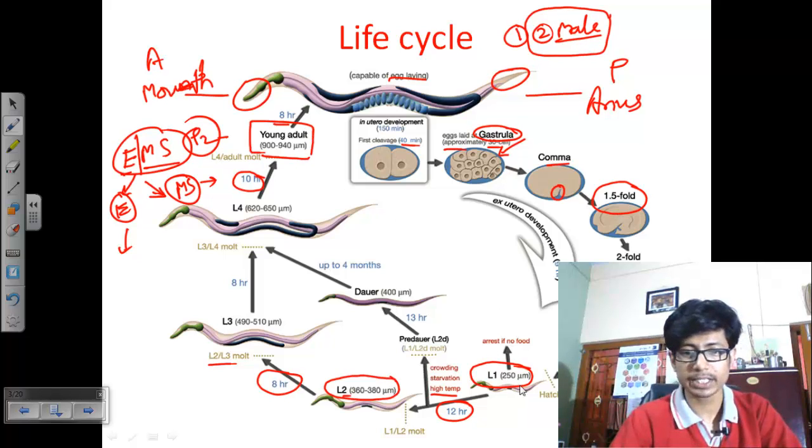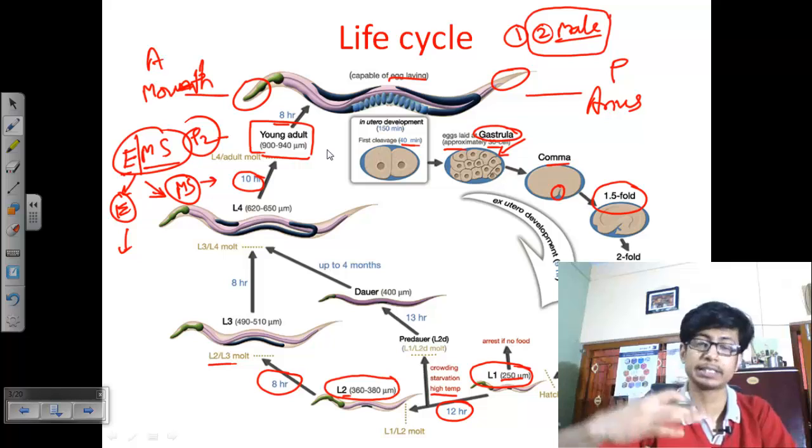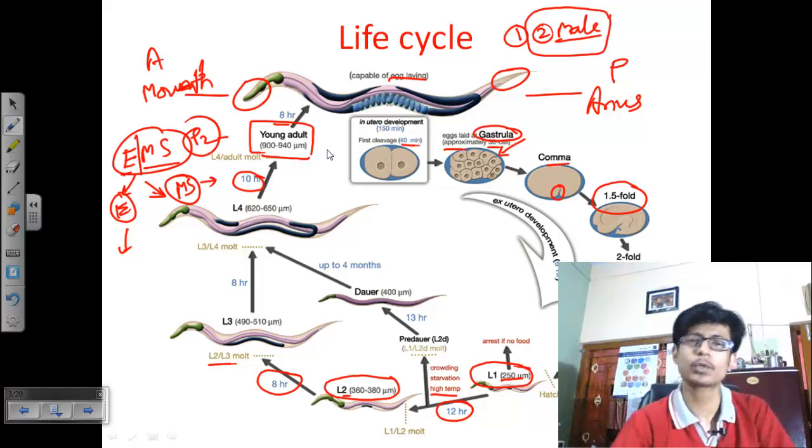At the L1 stage, the length is only 250 micrometers. But after the completion of all this process, the adult is usually about 900 to 950 micrometers long. So from the L1 stage to the adult stage, it becomes approximately 4 times larger, maximum.